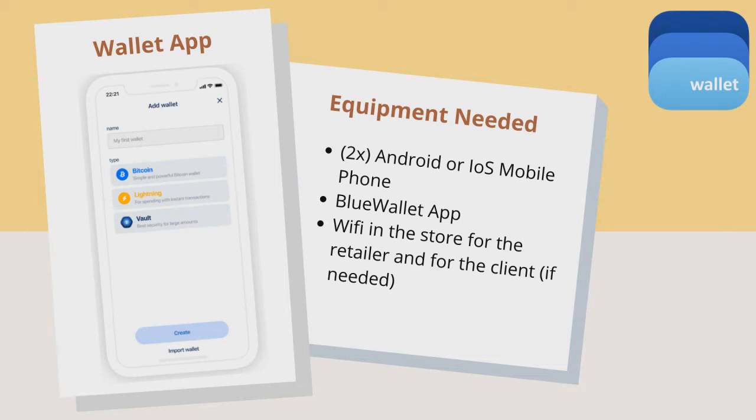This is the equipment you need to use BlueWallet. I'm going to walk you now through the installation. You need two Android or iOS mobile phones. One is of course for device number 1, which is the owner's device, and the other one is for device number 2, which is the company's device.